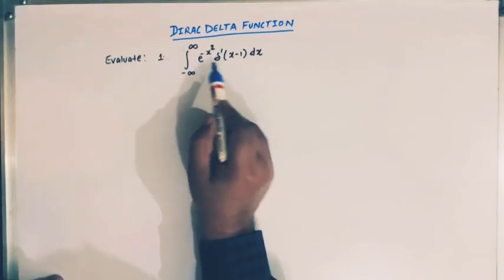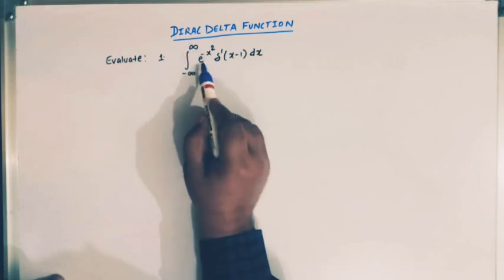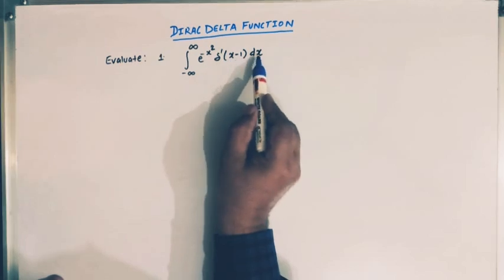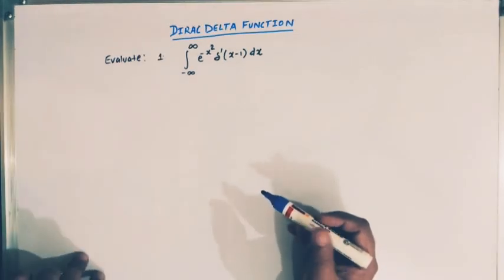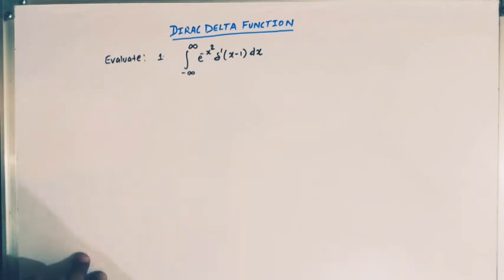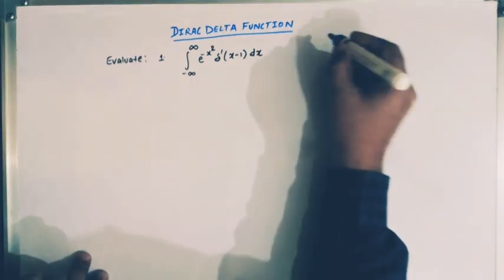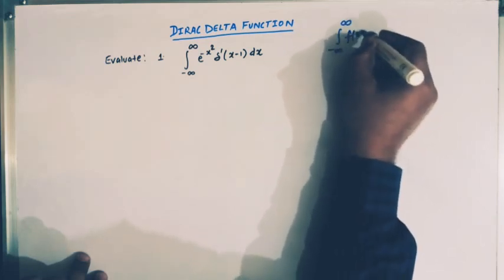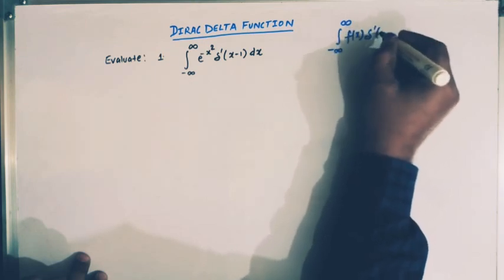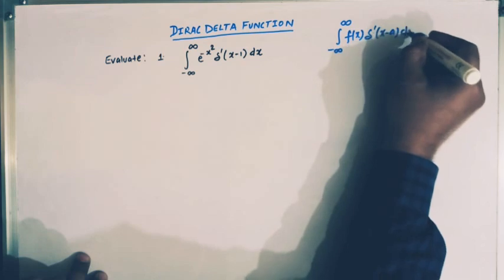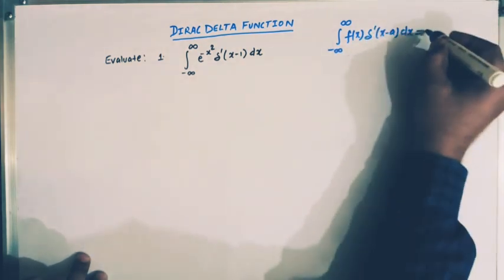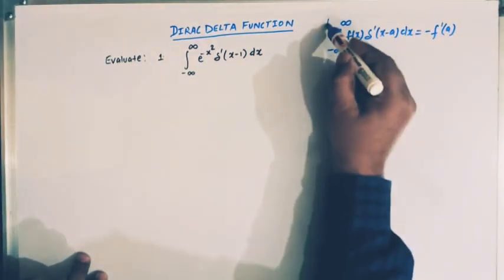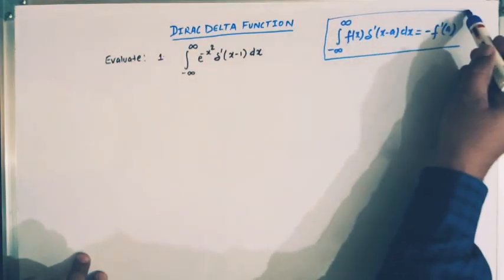So here we have to integrate from minus infinity to infinity e raised to minus x square delta prime of x minus 1 dx, right? So here we'll make use of the result which says that the integral of f of x and delta prime of x minus a dx is equal to minus of f prime of a, right? So here we'll make use of this result, right?